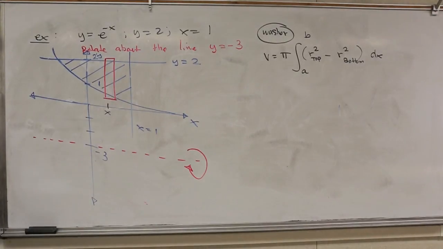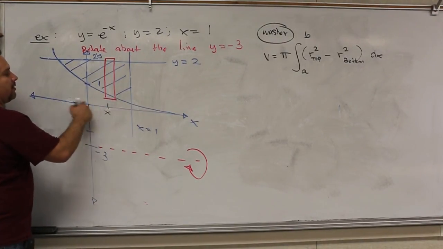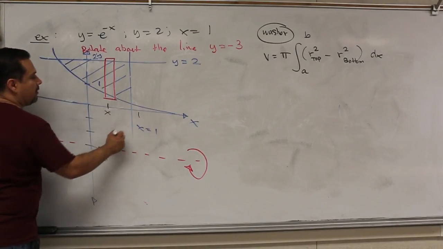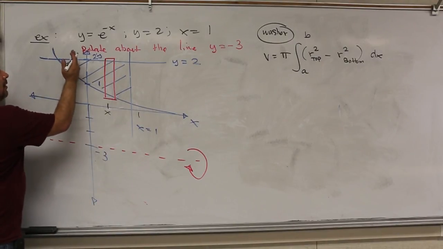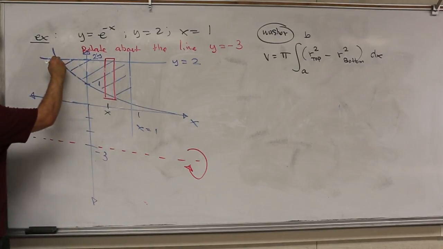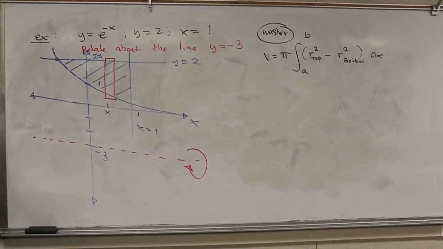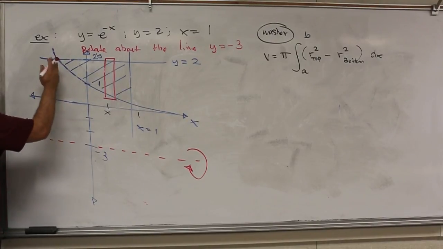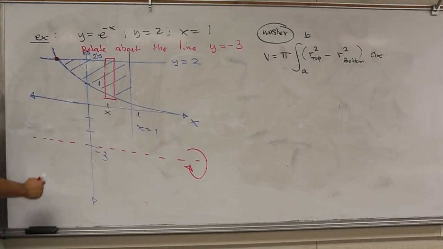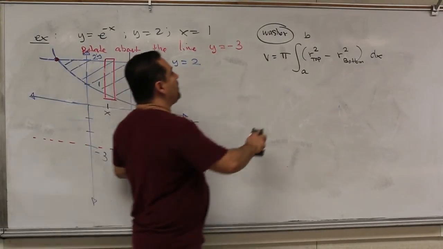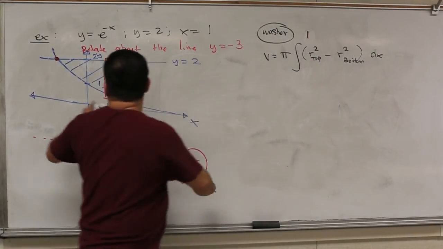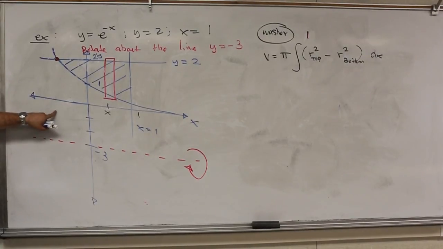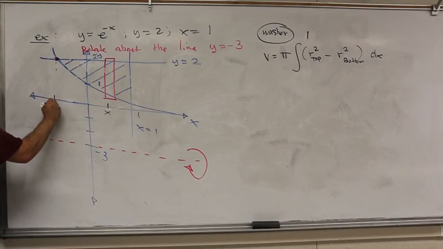Well, what are my limits? Where does x vary? Well, this is 1. x is between what two numbers? All of these vertical lines here, x starts somewhere over here at this point. I don't know what point this is, but it starts over here and it goes all the way up to 1. So I know my upper limit is 1. The question is, what is the lower limit here? What's this value? Does anybody know? We don't know. So we have to determine that particular value.